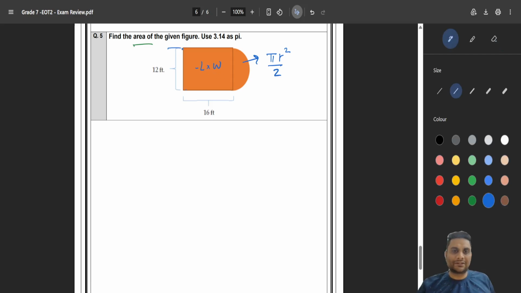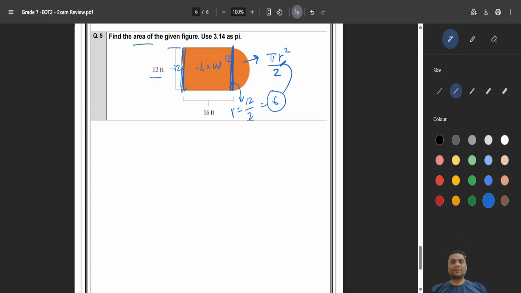Now he said this line is 12 here, correct? So if this line is 12, this line is also the same, correct? And this is also 12. And this full line is the diameter, correct? So if the diameter is 12, then the radius will be half of the diameter, correct? So the radius will be 6. So here I will put the r as 6.